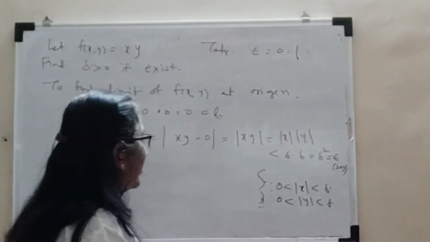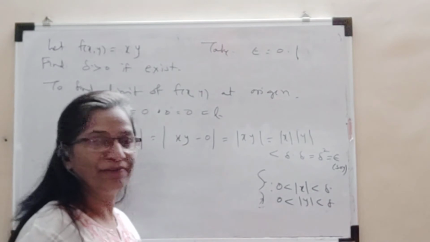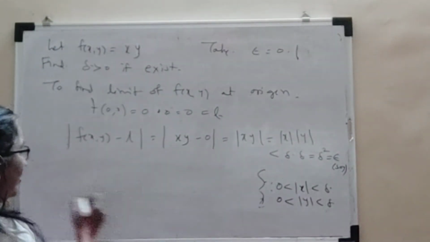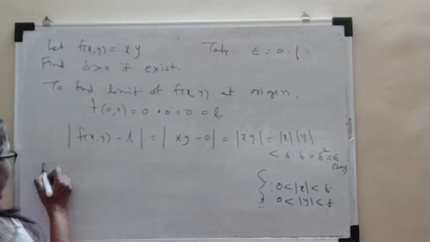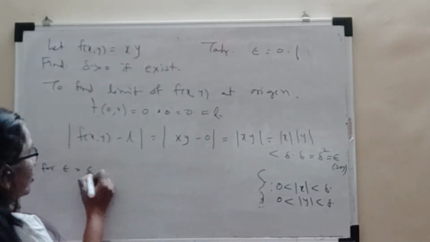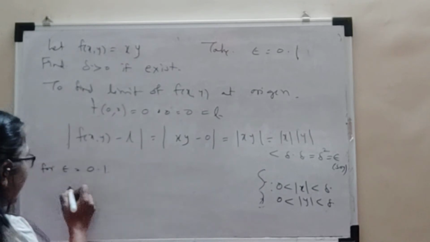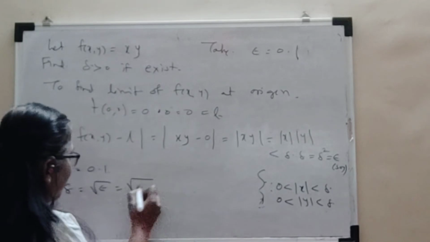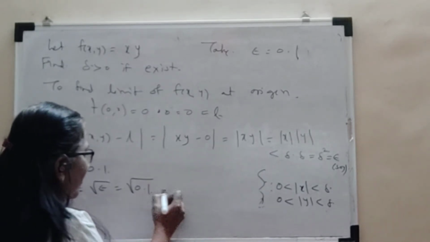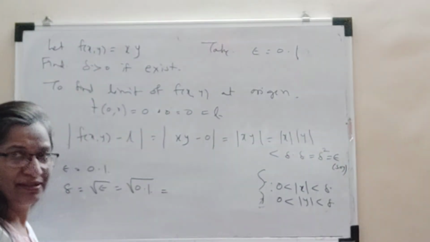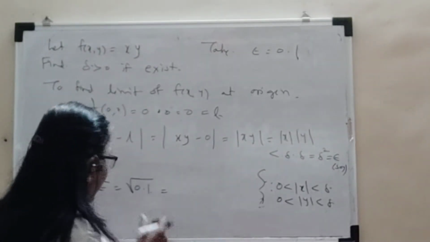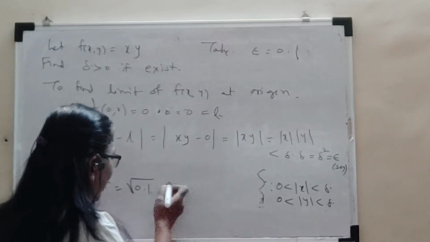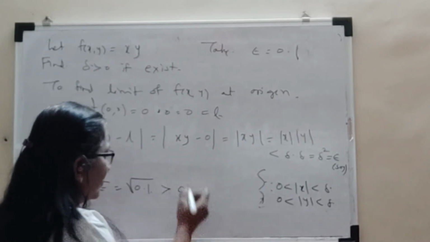Okay. So again delta is equal to square root of epsilon. Therefore, for epsilon is equal to 0.1, delta is equal to square root of epsilon, that is square root of 0.1, and we can find it. Actually this number, 0.1, is not a perfect square, but we can easily find it by using a calculator also, and it is greater than 0.